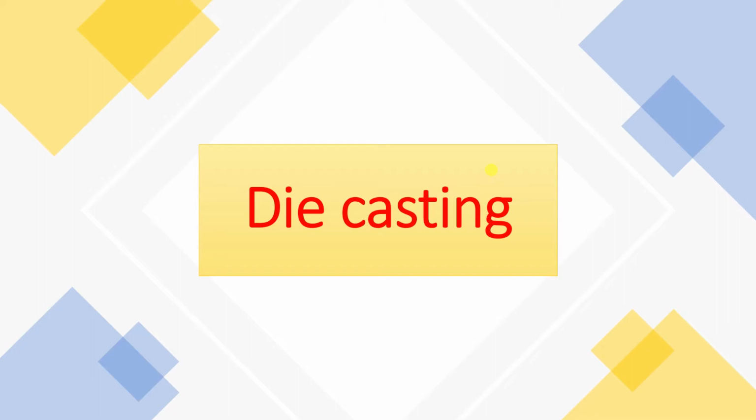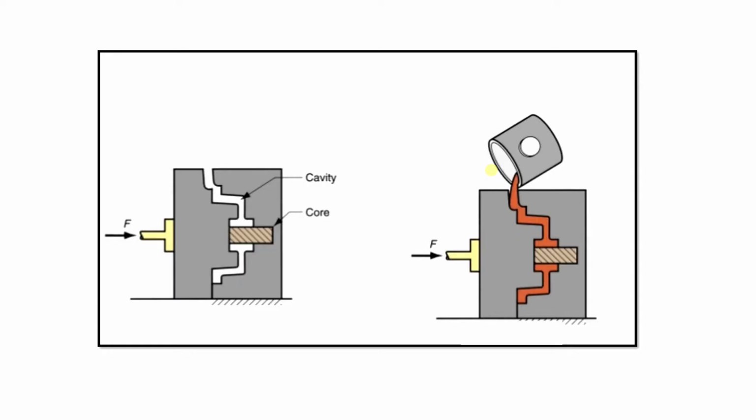Welcome back. Today we will see about the die casting process. Now let us see this. It's a permanent die casting process. You can see there is a force coming from one direction. Here we have placed a core so that we are going to make a hollow.